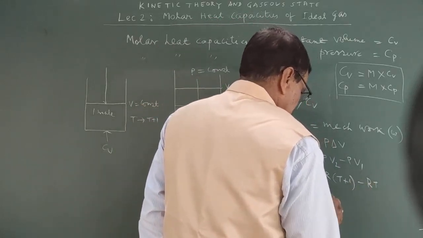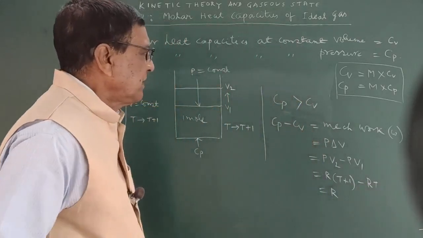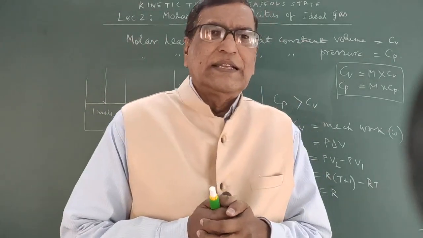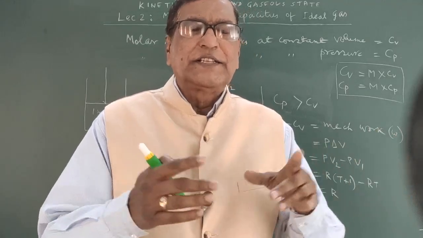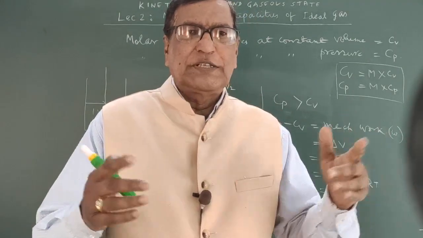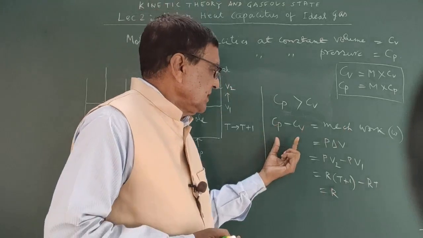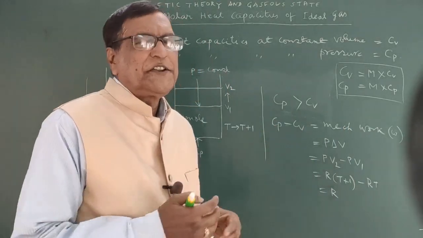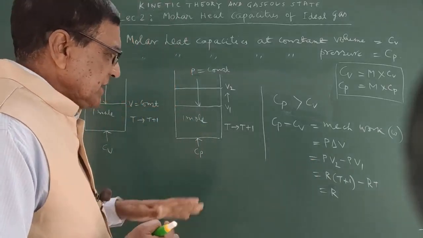So if we do this one, this is equal to R. So Cp minus Cv is equal to R. So Cp is greater than Cv by R amount. If we use this unit calorie, then Cp minus Cv equal to 2 calories per mole per Kelvin temperature.